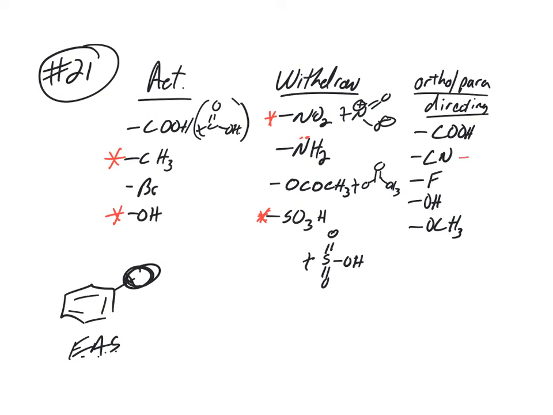CN, that's a carbon triple bonded to a nitrogen, so that's a really delta plus carbon. That's not an activator, so it's not an ortho-para director. Fluorine, even though it's a deactivator, it is actually an ortho-para director.